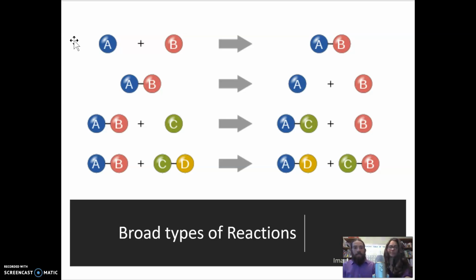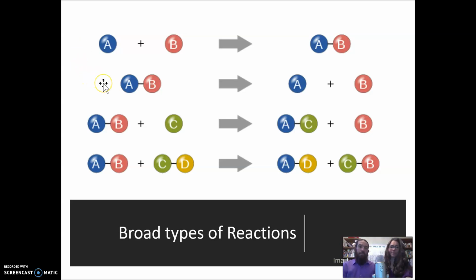Now, one tip or one clue you can look for with a combination reaction is the number of things on the reactant side is greater than the number of things on the product side. And that's really oversimplified. But you can see we've got two elements on the reactant side, and on the product side we have one compound.